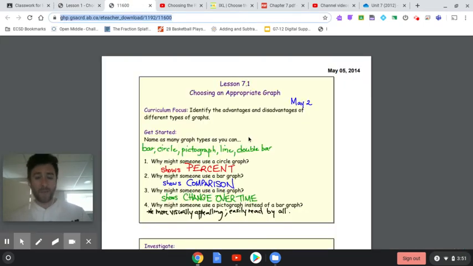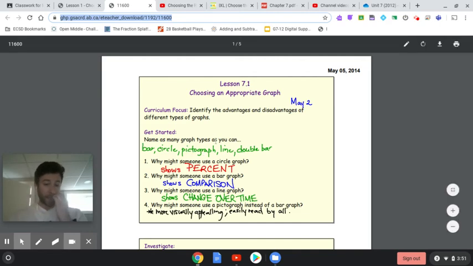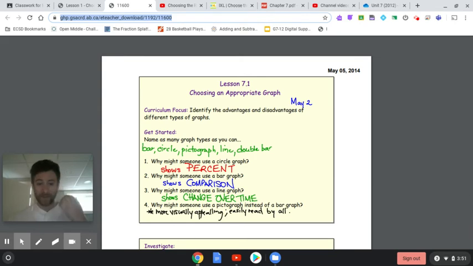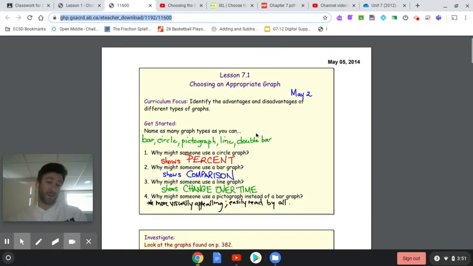So this is just going to talk about what would be the point. Here are the different kinds of graphs that we just talked about. Why might someone use a circle graph? It shows percent. Why might someone use a bar graph? It can compare amounts, just as we said. A line graph would be used to show change over time. Why you might use a pictograph instead of a bar graph: it's visually appealing and easily read. Again, I prefer bar graphs, sorry, just my personal opinion.